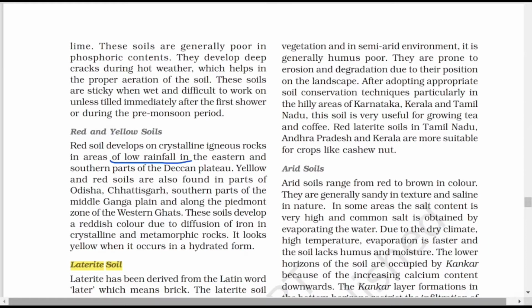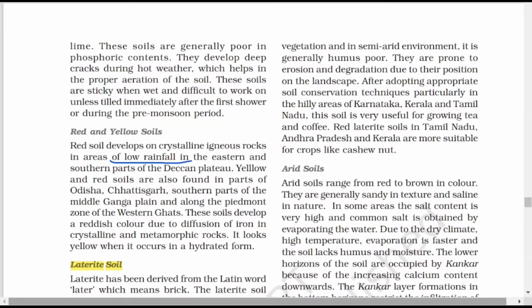I told you no need to learn the names of the states. It is not possible to remember. The only way is to look at the map and give the feedback to your mind that around the black soil, at the periphery of black soil, there is red soil. And red soil is found in the crystalline igneous rock areas having low rainfall. Then the special feature of red soil is that it gets the red color because of the diffusion of iron in it. Clear? And it looks yellow whenever it is hydrated, or whenever little rainfall is there.